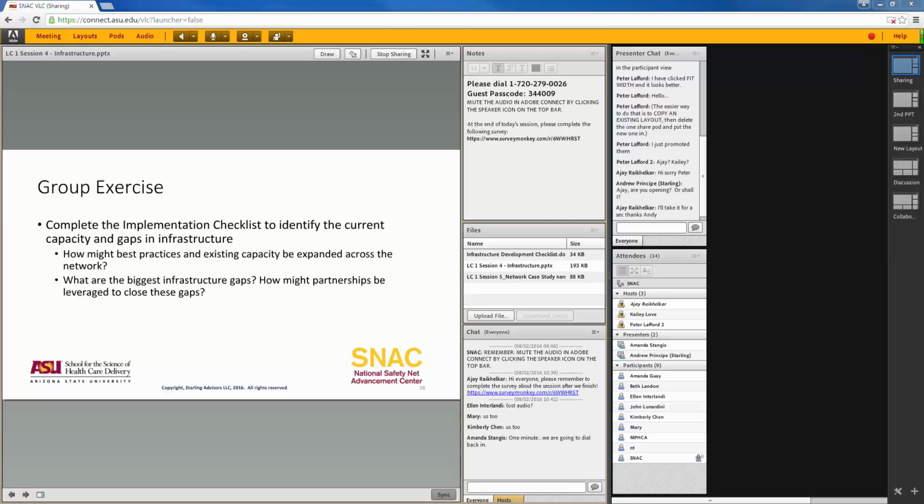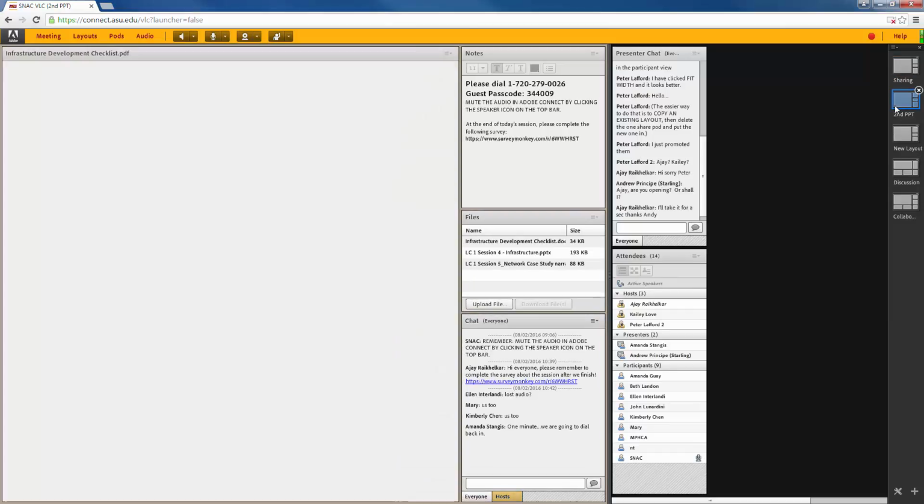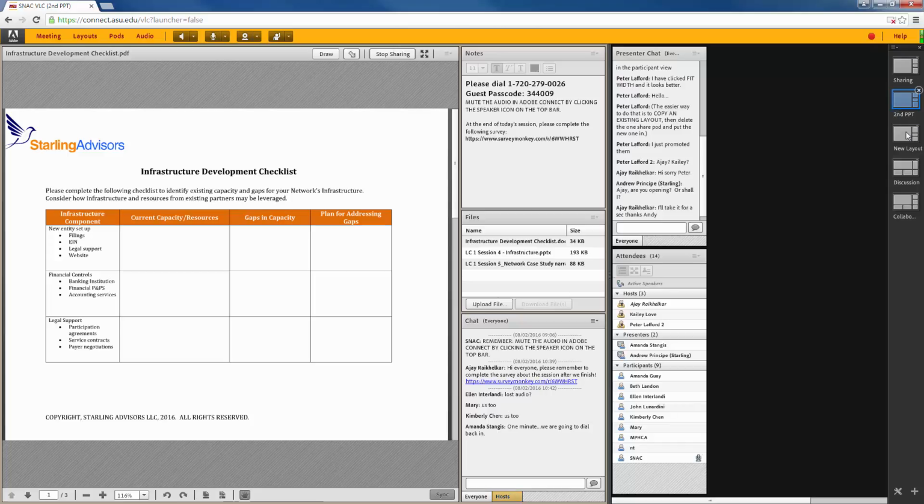AJ, are you able to bring up the Section 4 infrastructure document? Okay, we got this worked out this week that we are actually in a position to show you these.